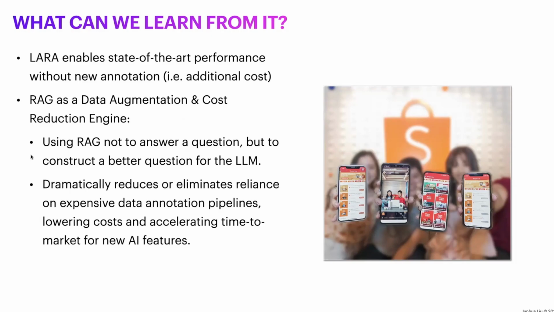We can see that it is used not just to answer the question, but in the middle, to more accurately retrieve the multi-turn intent so that another LLM can better answer the user or help the user perform some task. And empirically, it dramatically reduces or eliminates reliance on an expensive data annotation pipeline that would otherwise incur a very high cost. So it lowers the cost and accelerates time to market for new AI features. That is the end of the first use case.